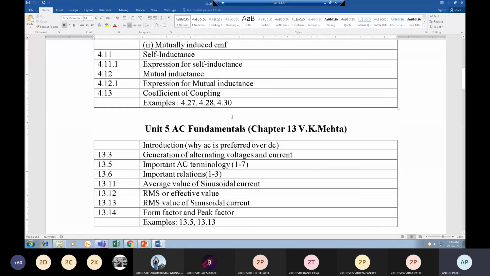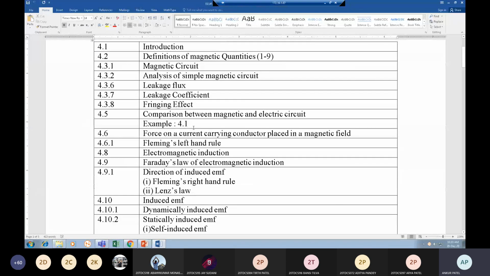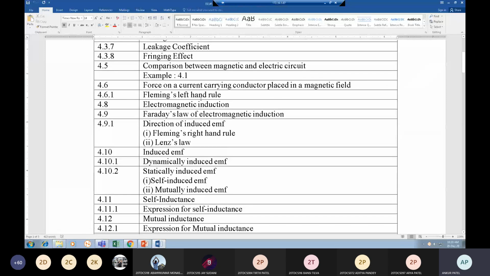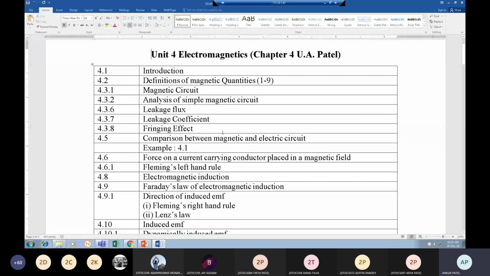And then we will move to AC fundamentals. I will share the material of this unit 4 and the question bank also, which I will post in Microsoft Teams.